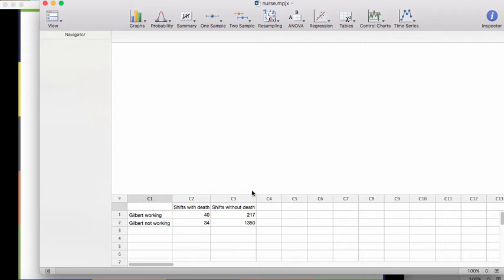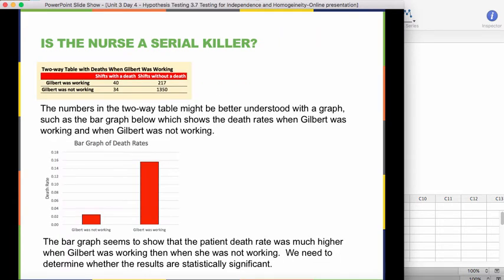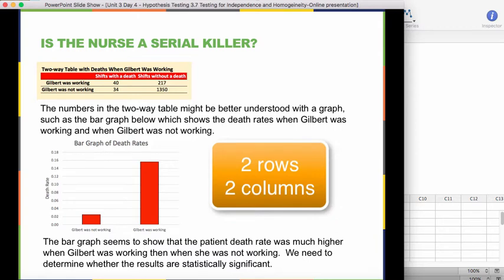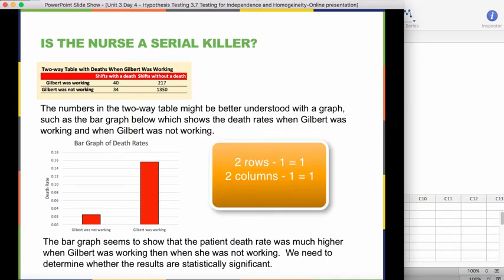Now, when we look at this two-way table, which is over here, what we noticed is that, let's go back a step here. In the two-way table, it has 2 rows and 2 columns. So to find out the degrees of freedom, what we would do is take, okay, rows minus 1 would be 1, and columns minus 1 would also be 1.